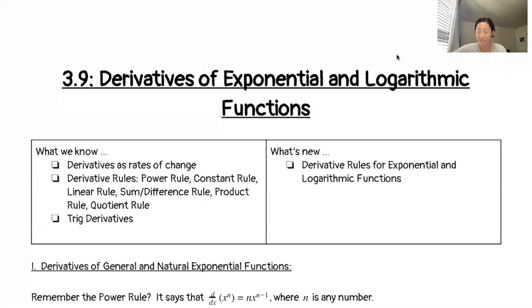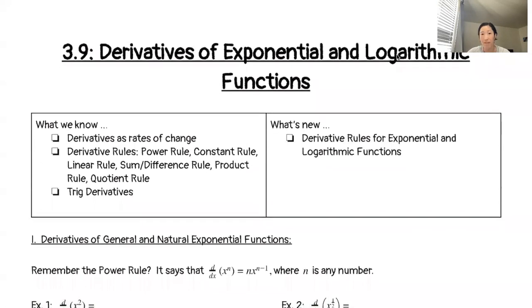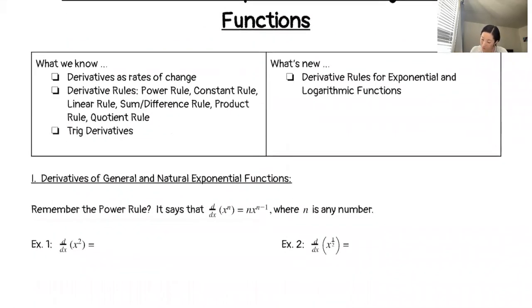All right, folks, let's go ahead and get started with 3.9. So 3.9 is a section called derivatives of exponential and logarithmic functions. And so let's start with what we know, okay? So what do we know? We know that derivatives are rates of change. And maybe specifically, we think about it as the instantaneous rate of change of a function.